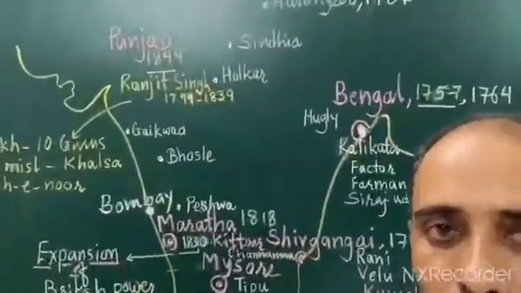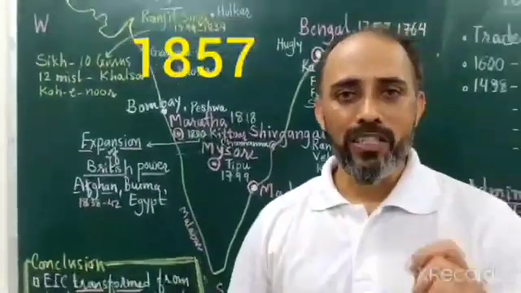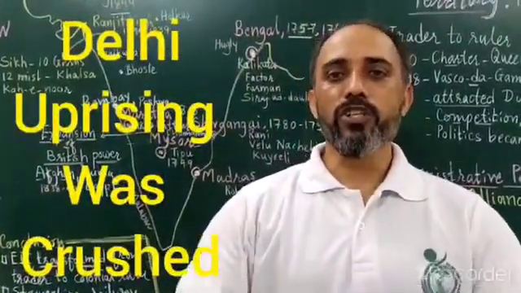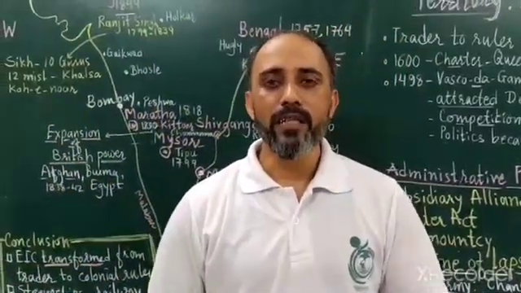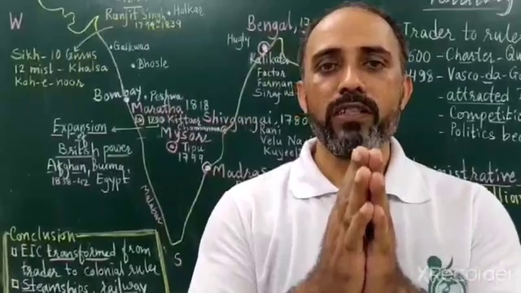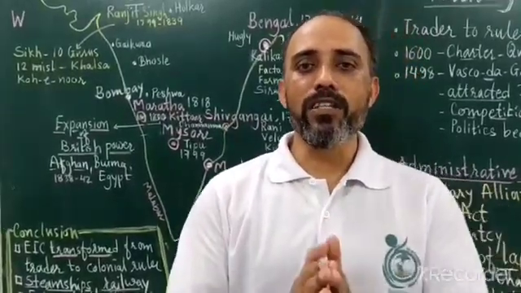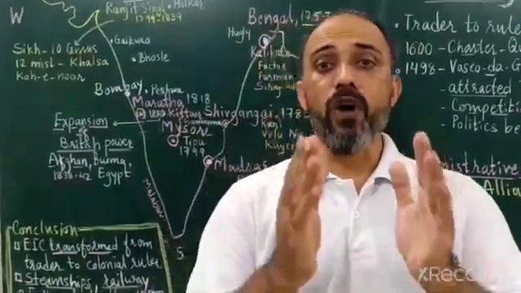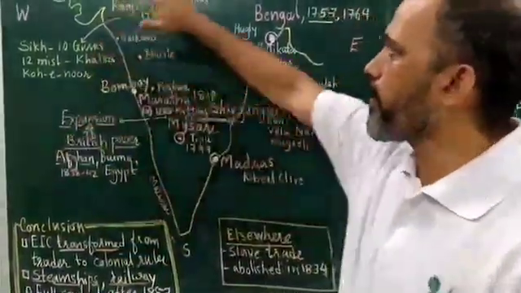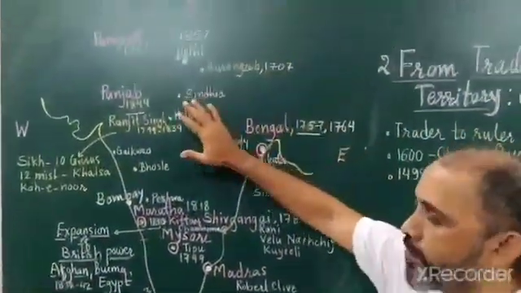1849. So now the next target was Delhi, and by 1857 there was a huge revolt in Delhi. It is famous as the uprising of 1857, or the First War of India's Independence. So this way, the whole of India came into the hands of the British.